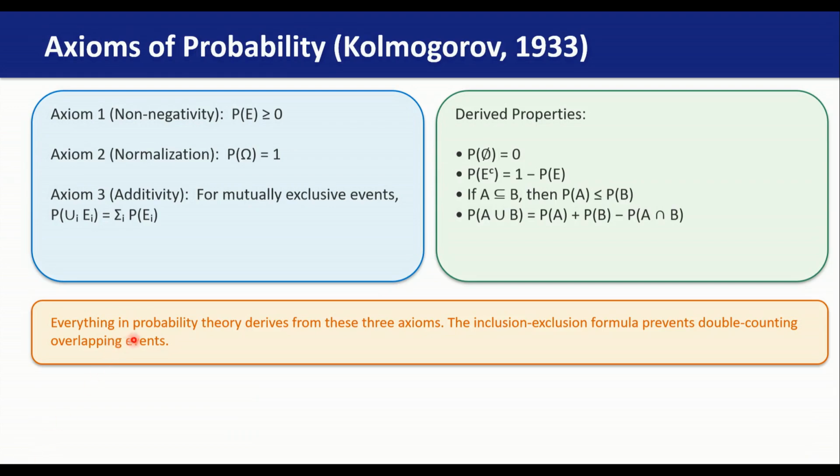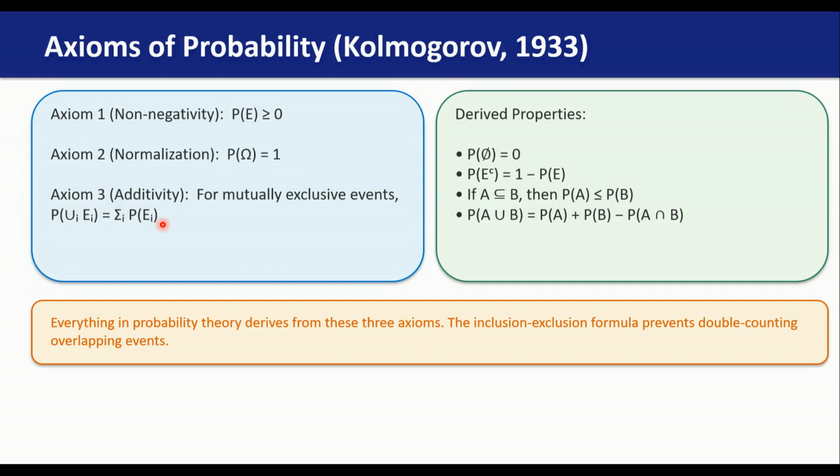In 1933, Andrei Kolmogorov wrote 3 simple rules or 3 axioms. All of probability comes from these 3 rules that you can see here. Rule 1, probabilities are never negative. P of E is always greater than or equal to 0. Rule 2, the probability of everything together is 1. Or in other words, probability of sample space is always 1, or P of omega equals 1.